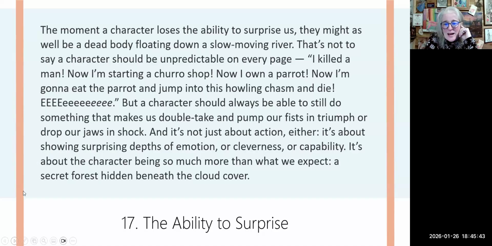And it's not just about action either. It's about showing surprising depths of emotion or cleverness or capability. It's about the character being so much more than what we expect, a secret forest hidden beneath the cloud cover. The character needs to be able to surprise the reader through the entire story.